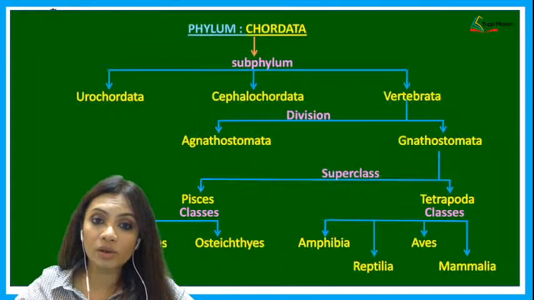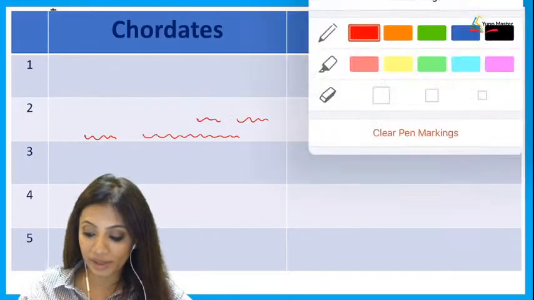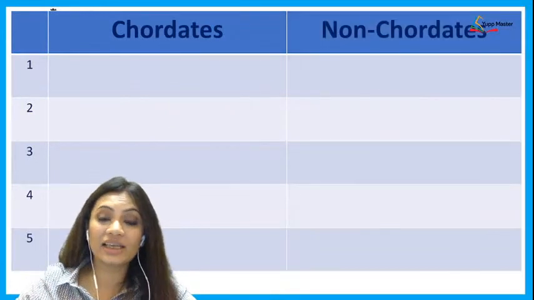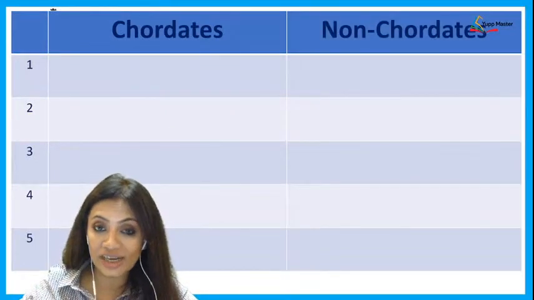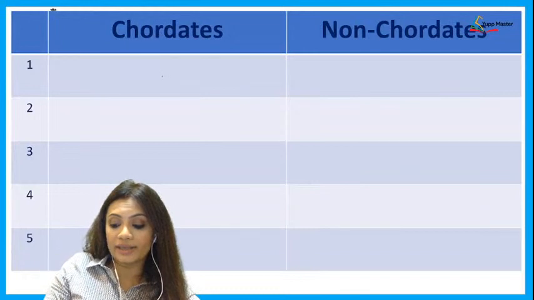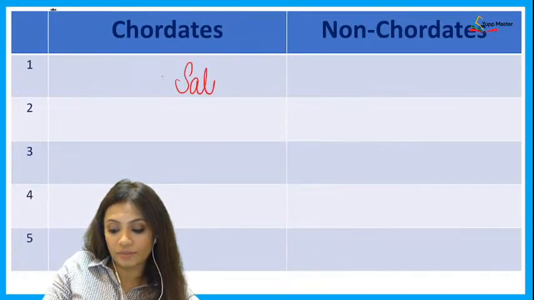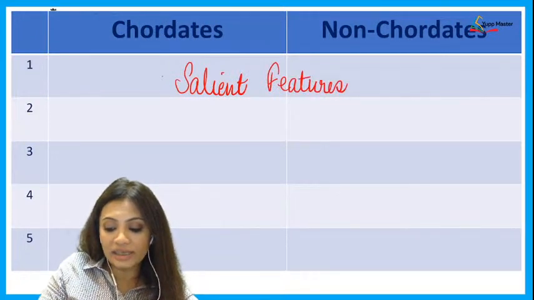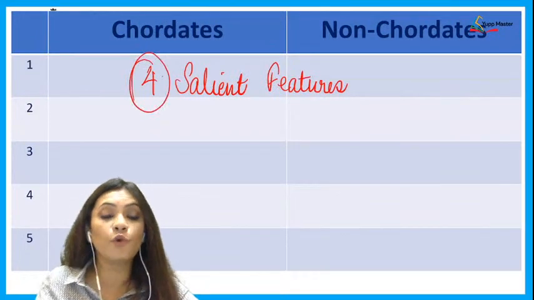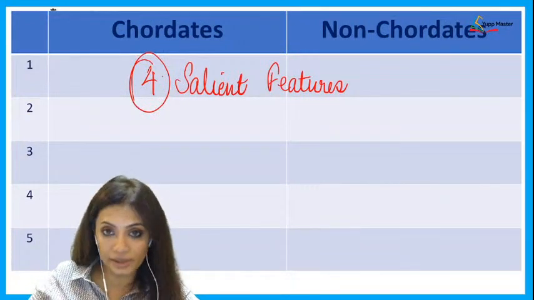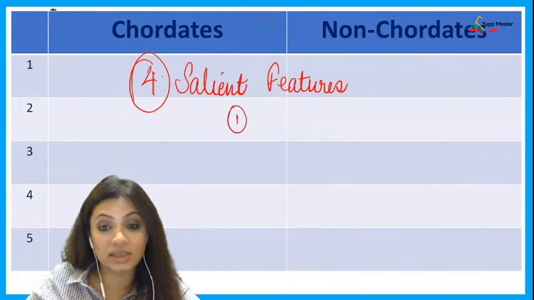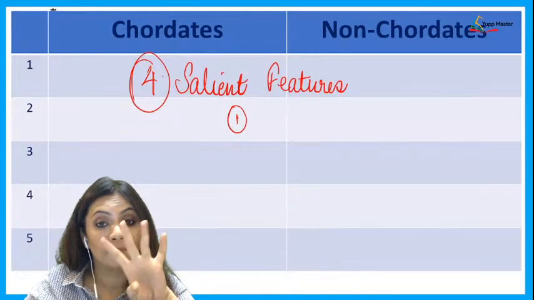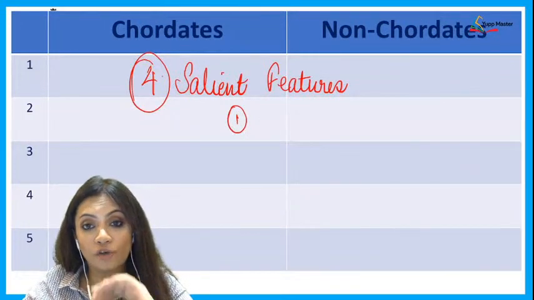When we spoke about chordates, remember that there were basic general features of chordates, which were called salient features. How many salient features were there? There were a total of 4 of them. Let's just remember those. This is going to be very important for your MCQs. The 4 salient features of a chordate.